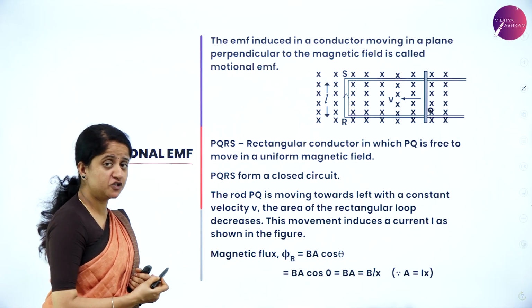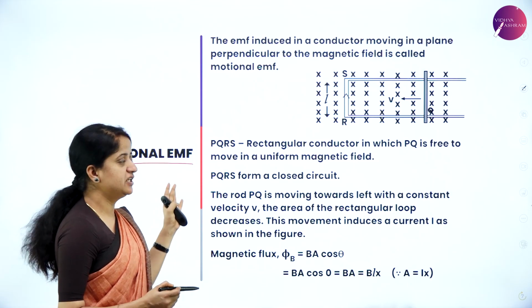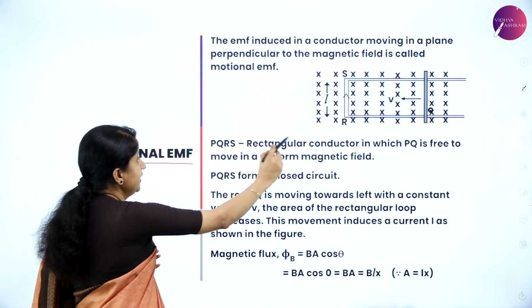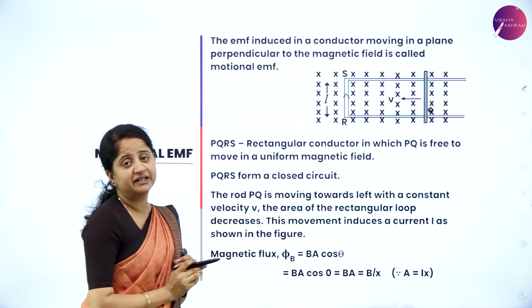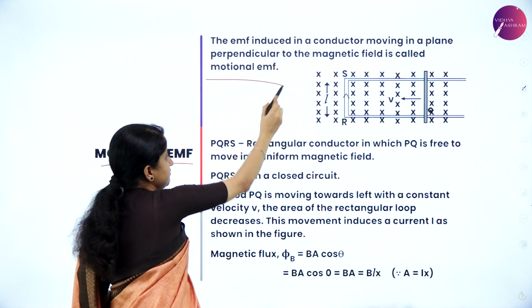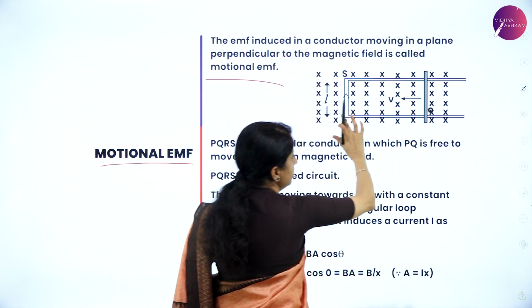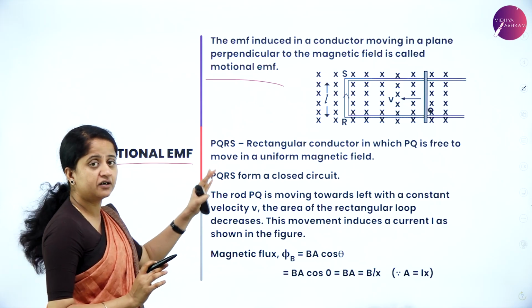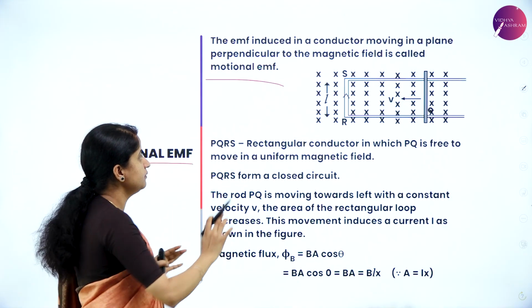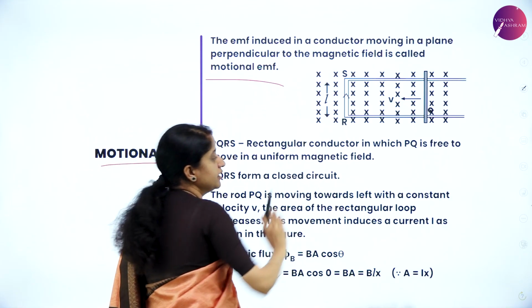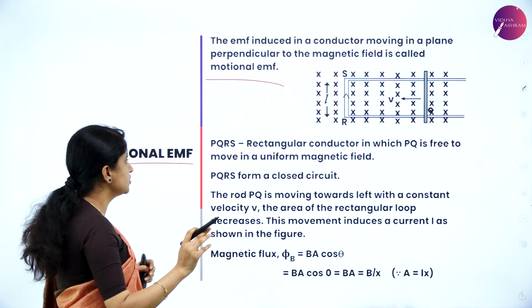Our next important topic is motional EMF. What is the meaning of motional EMF? The EMF induced in a conductor moving in a plane perpendicular to a magnetic field is called motional EMF. Here we have a magnetic field. If EMF is induced in a conductor moving in a plane perpendicular to the magnetic field, we call it motional EMF.